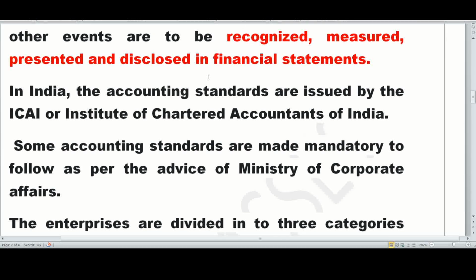In India, the accounting standards are issued by ICAI, that is Institute of Chartered Accountants of India. But some accounting standards are mandatory to be followed with the advice of the Ministry of Corporate Affairs. Now, the Ministry of Corporate Affairs is preparing the accounting standards, and generally on preparation they take the advice of the parent body, that is ICAI.